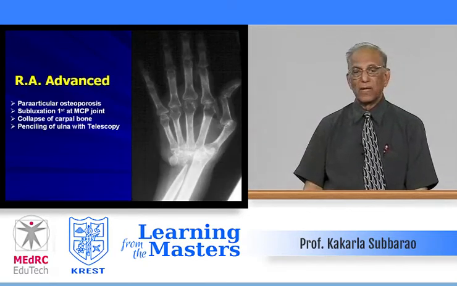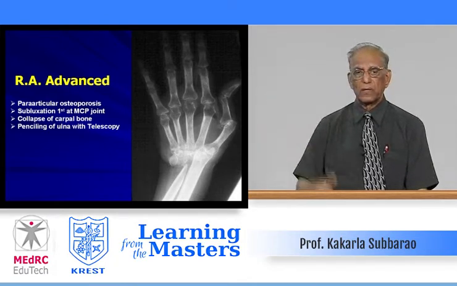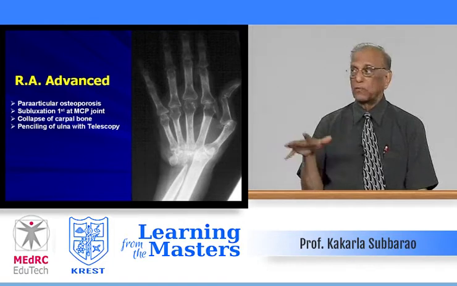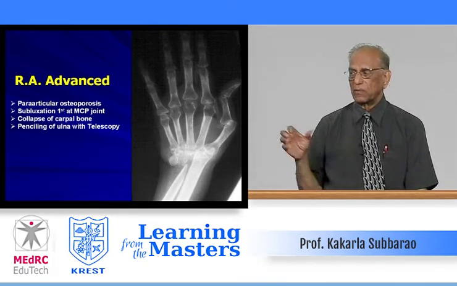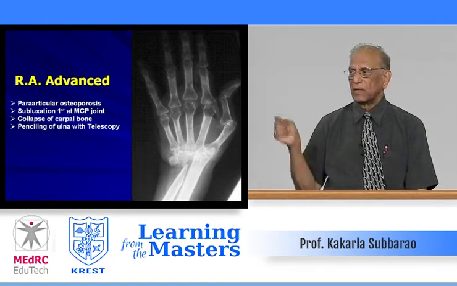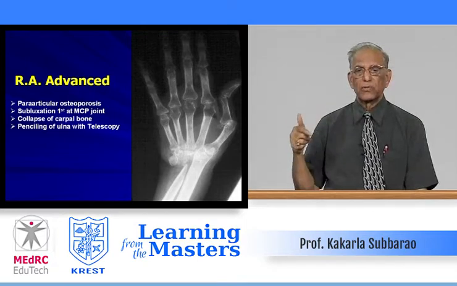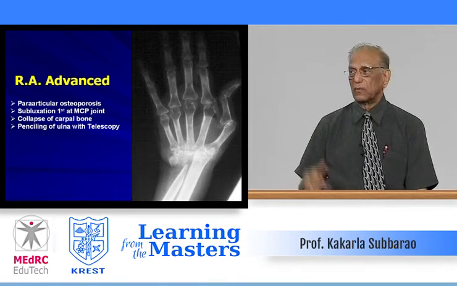Rheumatoid arthritis is advanced. Not only is there subluxation and dislocation, but marked para-articular osteoporosis at the metacarpophalangeal joints and interphalangeal joints. Subluxation of the first metacarpophalangeal joint, collapse of carpal bones, complete erosion and then collapse, and penciling of the ulna, that is due to circumferential type of resorption of the bone. That's how it results in a pencil type of appearance, and of course, telescoping into the wrist.